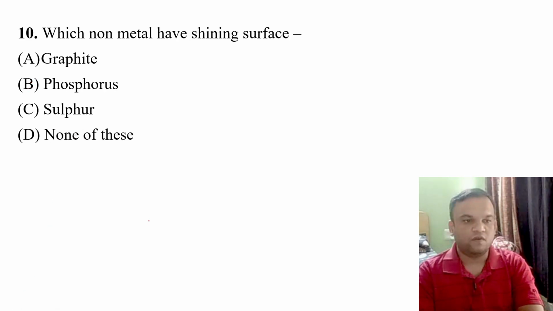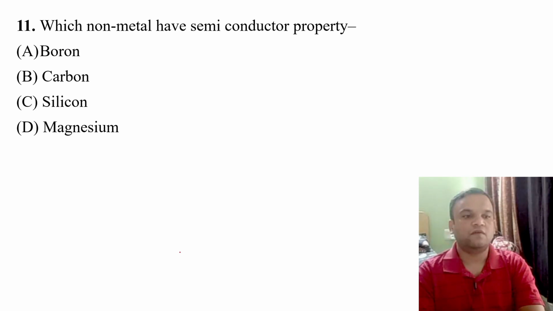Next question, which non-metal has a shining surface? Graphite has a shiny surface out of all these non-metals. Next question, which non-metal has semiconductor property? Out of these options of boron, carbon, silicon and magnesium, we know that silicon is the semiconductor element.